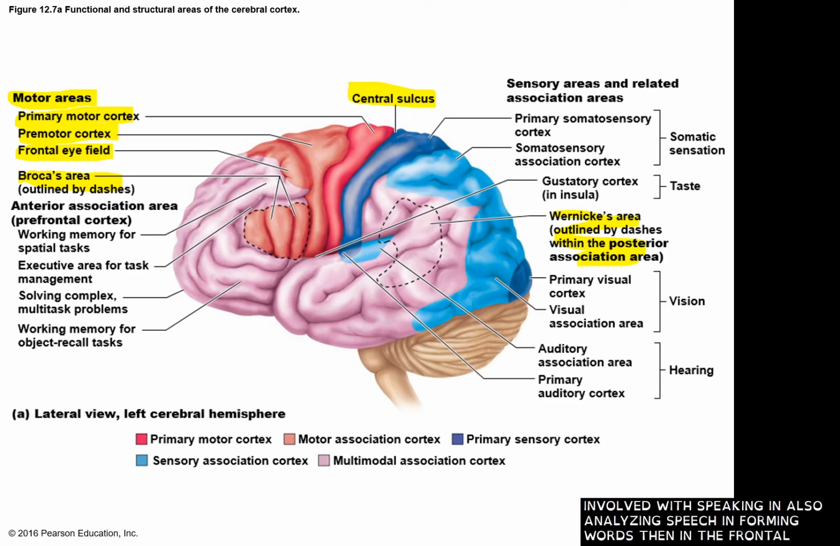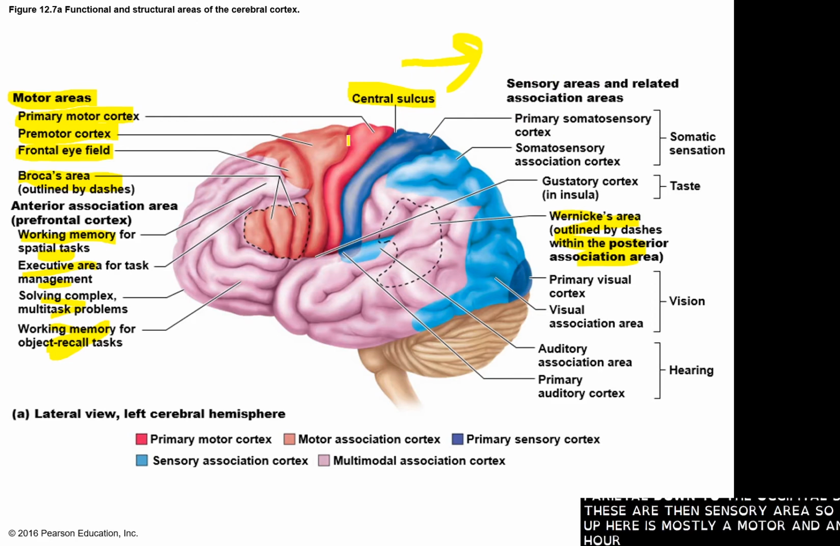Then in the frontal lobe, so this is mostly frontal lobe up here: working memory for spatial tasks, executive area for task management, solving complex multitask problems, personality is part of the frontal lobe, and then also memory is an important part up here. And then we go posterior to the central sulcus, so back here to the parietal, down to the occipital. So these are then sensory areas. Up here is mostly motor and analysis. Back here then is having those senses coming in.